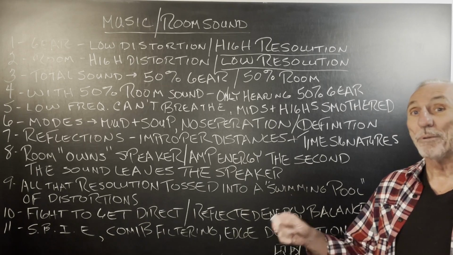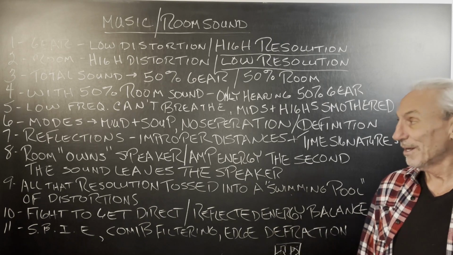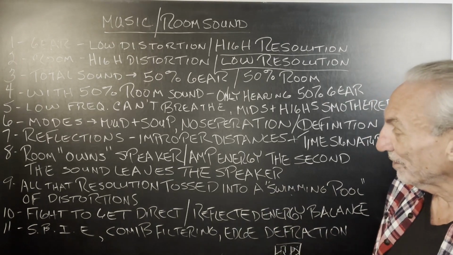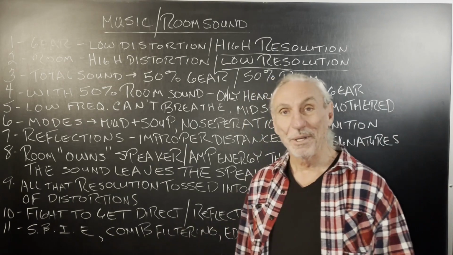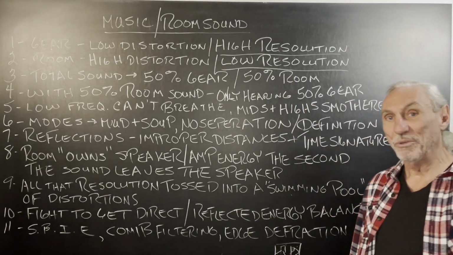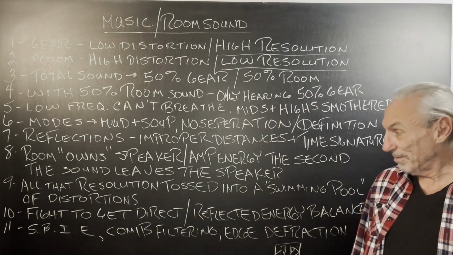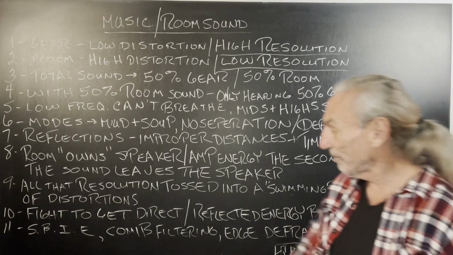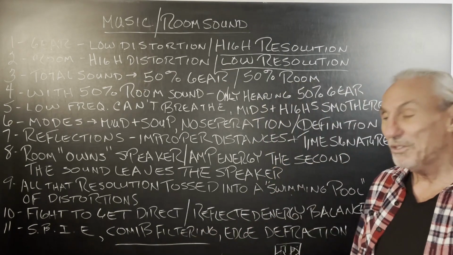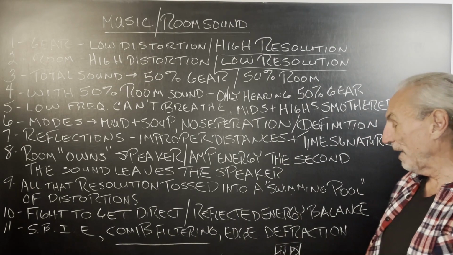Certain set of setup principles that you have to go by, because you've got room modes, pressure, speaker boundary interference effect. Get the speaker too close to a room wall surface, you've got problems: pressure and reflection problems, comb filtering, mainly a reflection issue, and edge diffraction from the speaker.